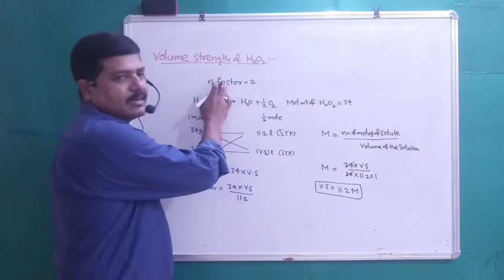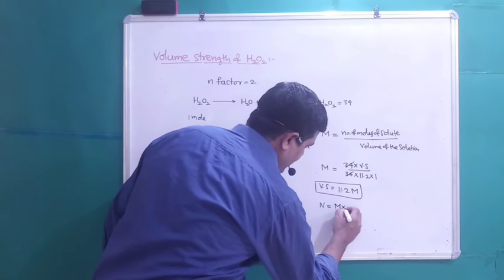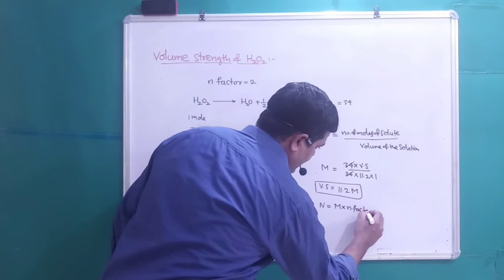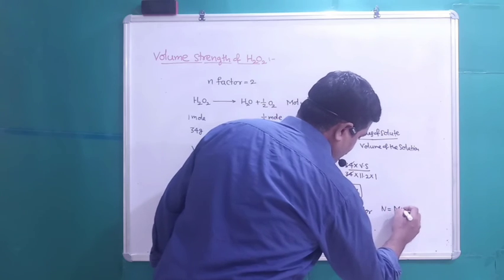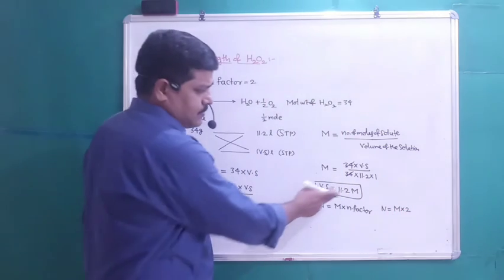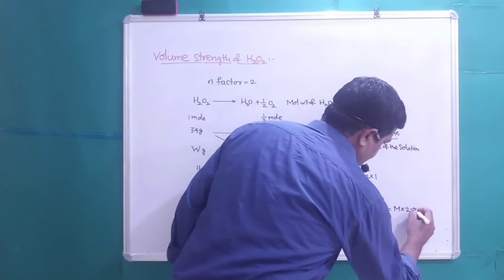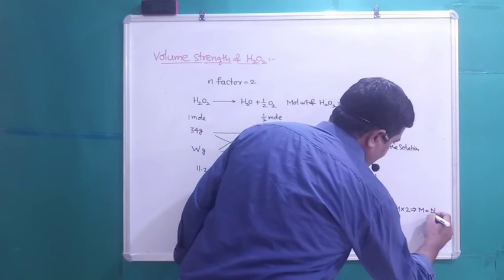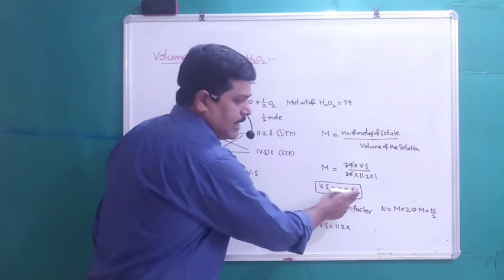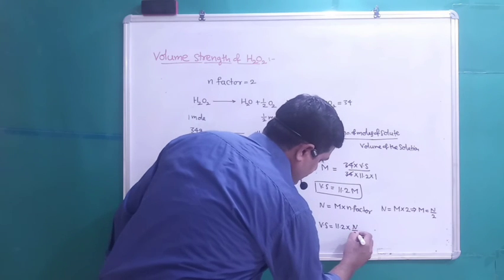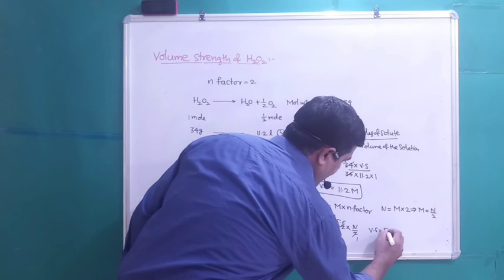So students, we know N factor is equal to 2. Then normality is equal to molarity multiplied by N factor. So normality is equal to M into 2. This implies M is equal to N divided by 2. So volume strength is equal to 11.2 into M; in place of M we can substitute N by 2. Then 2 ones are 2, 5.6 times. Then volume strength is equal to 5.6 into normality.